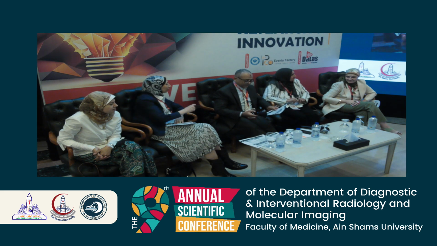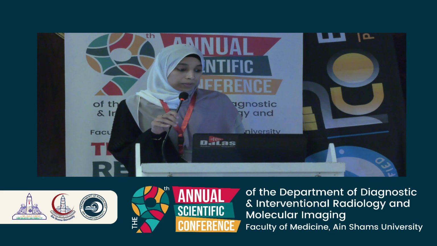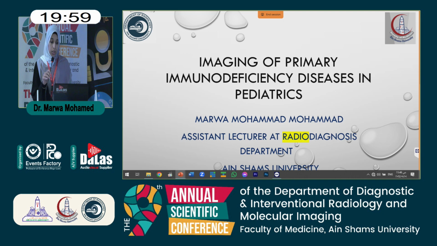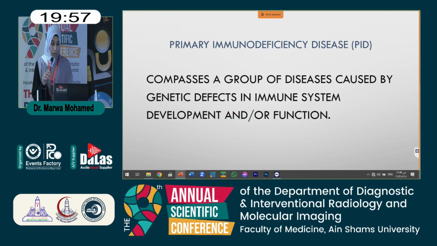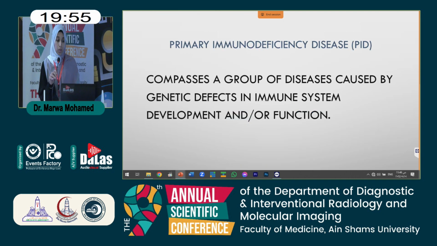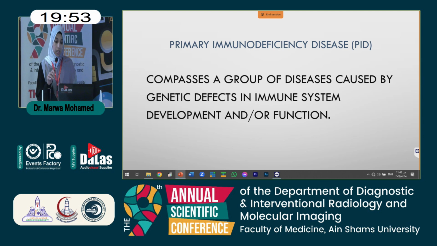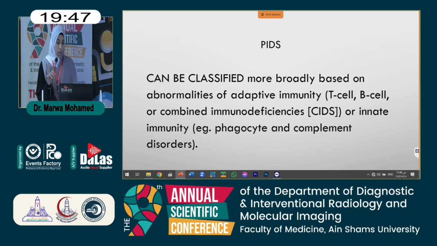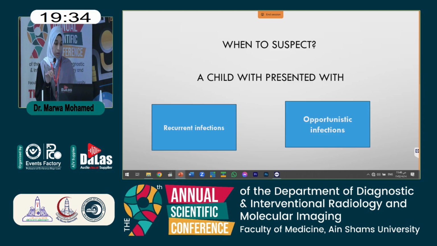Thank you. Our lecture will be imaging of primary immune deficiency disease in pediatrics. Primary immune deficiency encompasses a group of diseases caused by genetic defects in immune system development and/or function. Primary immune deficiencies can be classified more broadly based on abnormalities of adaptive immunity, T cell, B cell, or combined immune deficiency, or innate immunity as phagocyte and complement disorders.